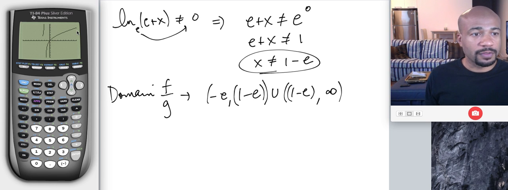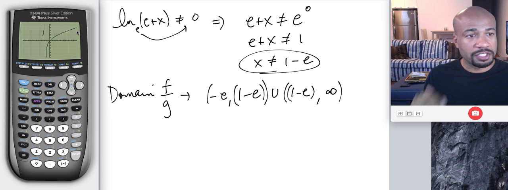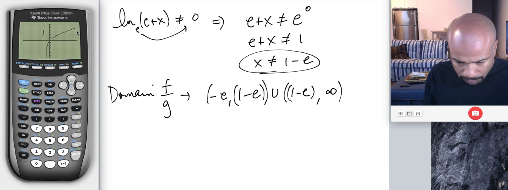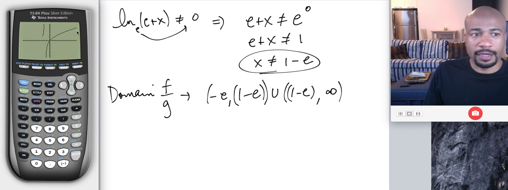So whenever you have a rational function, make sure you look at f, look at g, find the intersection of those, and then find out if you have any restrictions: set it so that g does not equal 0. All right, so that took care of the first one.